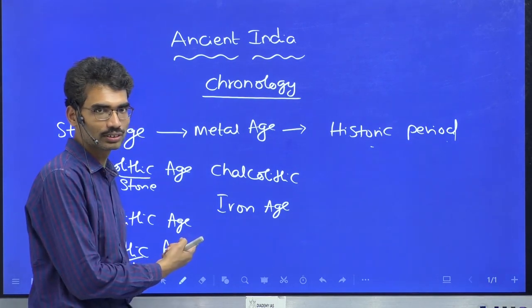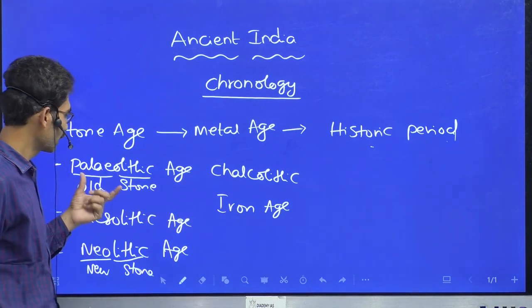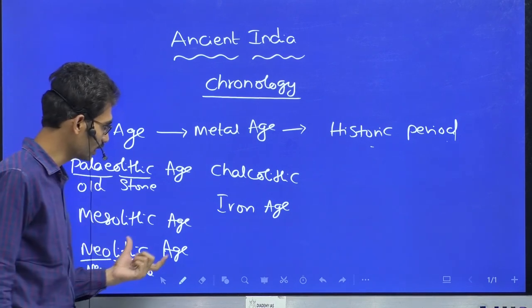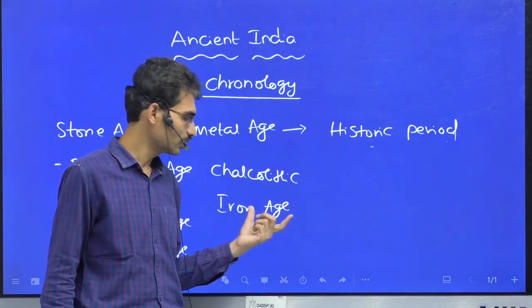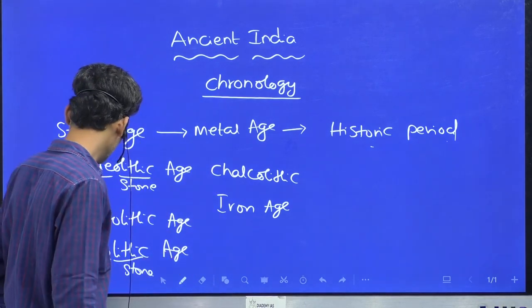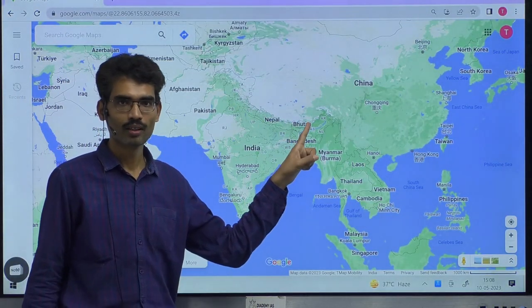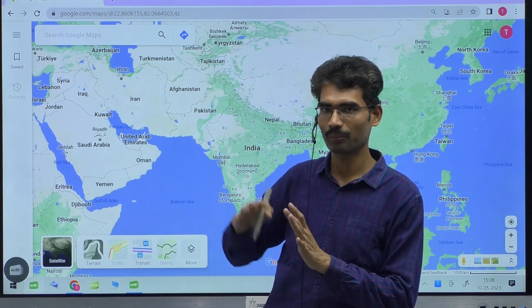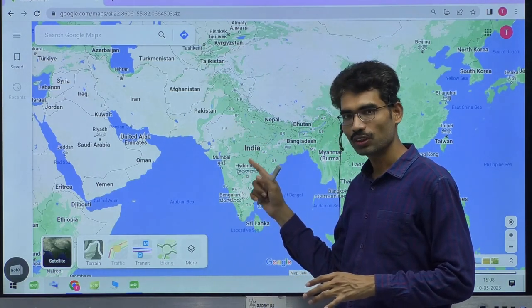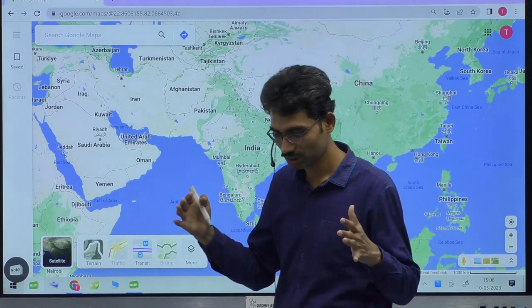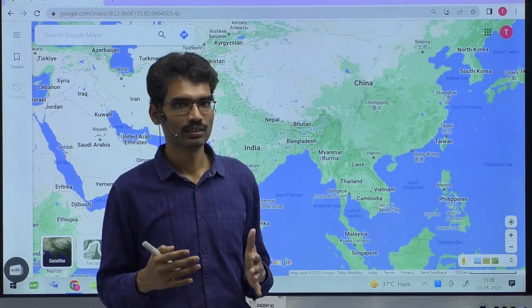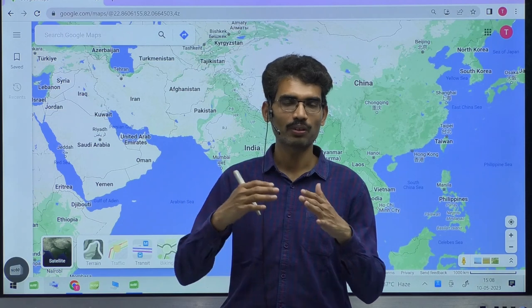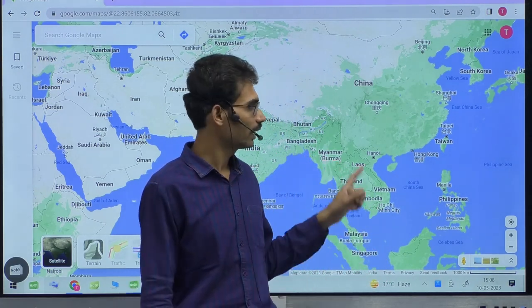Here it is not clear-cut that after Paleolithic, Mesolithic age comes, after Mesolithic, Neolithic age comes, after Neolithic, Chalcolithic age, after Chalcolithic, Iron Age. But given the geographic area, this is what you need to see. Chronology-wise, one development took place after the other. But Indian geography is a very vast one, a very huge territory. In every place, all people did not move from Paleolithic to Mesolithic. All Mesolithic people did not enter into Neolithic in every part of the country.